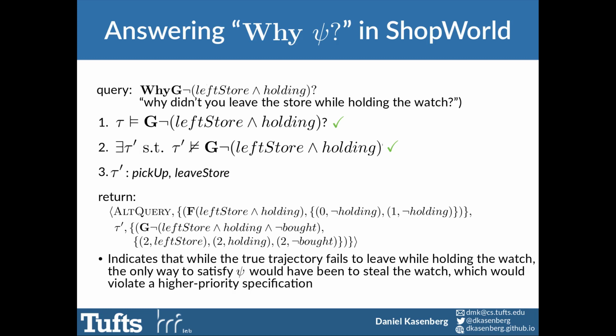Here's an example in ShopWorld. Suppose we ask our agent, why didn't you leave the store while holding the watch? First, the agent confirms that it did not in fact leave the store while holding the watch. Second, the agent confirms that it was possible for it to leave the store while holding the watch. Finally, the agent constructs an alternate trajectory in which it left the store while holding the watch, while minimally violating its other specifications. Because the only way to leave the store while holding the watch would be to shoplift, this creates the alternate trajectory of picking up the watch and leaving the store. The generated explanation structure shows that while the agent's real trajectory violated the specification demanding that the agent leave with the watch, the alternate trajectory would have resulted in the agent shoplifting, which violates a higher priority specification.